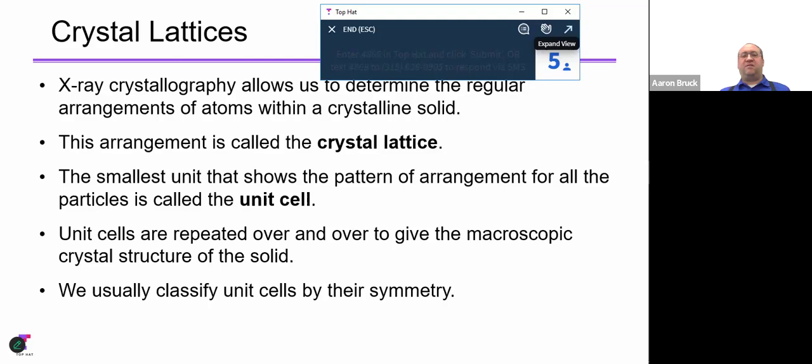Now, unit cells get classified by their symmetry. And I'm going to show you a slide that shows a lot of the different kinds of symmetry that exist. What I want you to understand is that we're going to focus primarily on three shapes, and those three shapes are going to be symmetrical. They're going to fall into a cubic kind of arrangement.